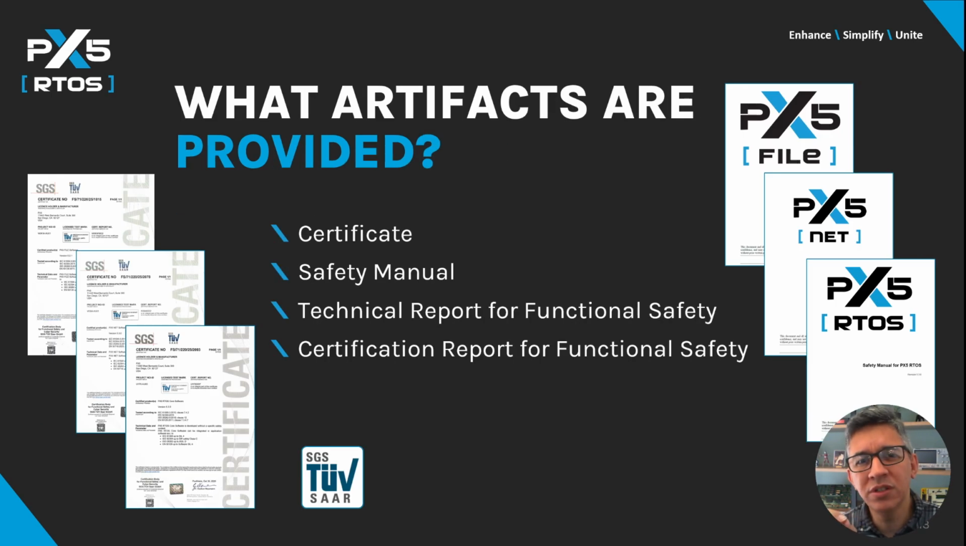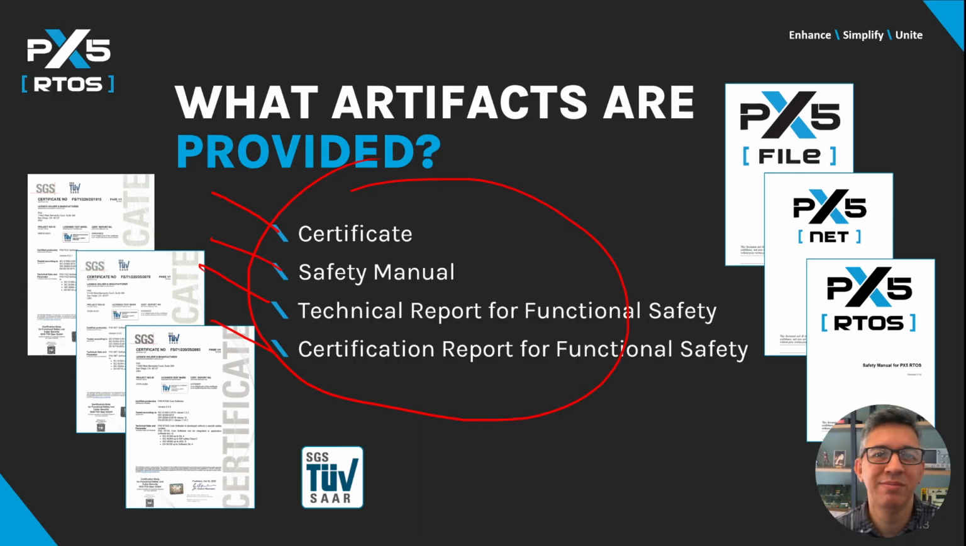PX5 provides all the necessary artifacts for your certification process. For each component, this will include the TÜV certificate, the safety manual, technical report, and certification report. Using all of these artifacts, developers can solely concentrate on their device firmware.